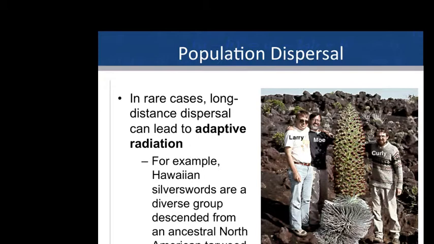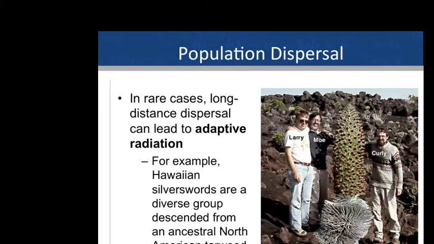There are rare cases where you have this long distance dispersal that can lead to adaptive radiation. In the picture here, you have the Hawaiian silver swords, and they're a diverse group descended from an ancestral North American tarweed. What's important about this is that adaptive radiation is the diversification of an organism or group of organisms into forms filling different ecological niches.